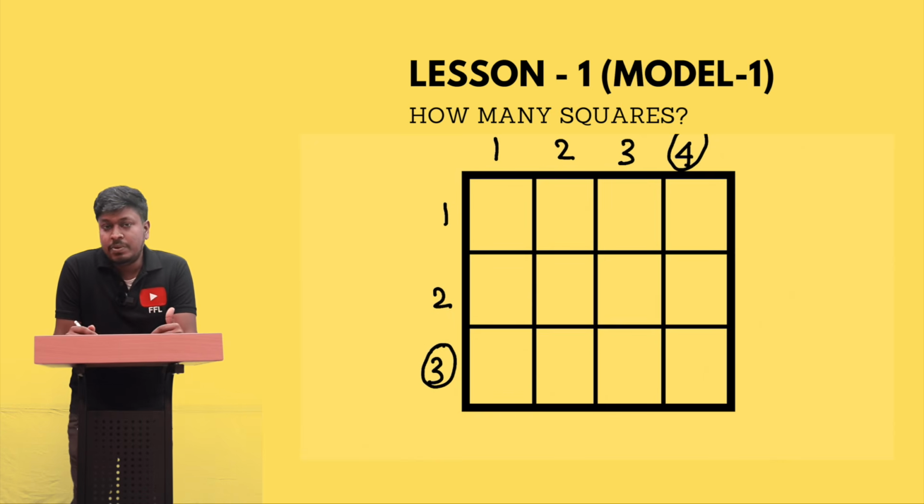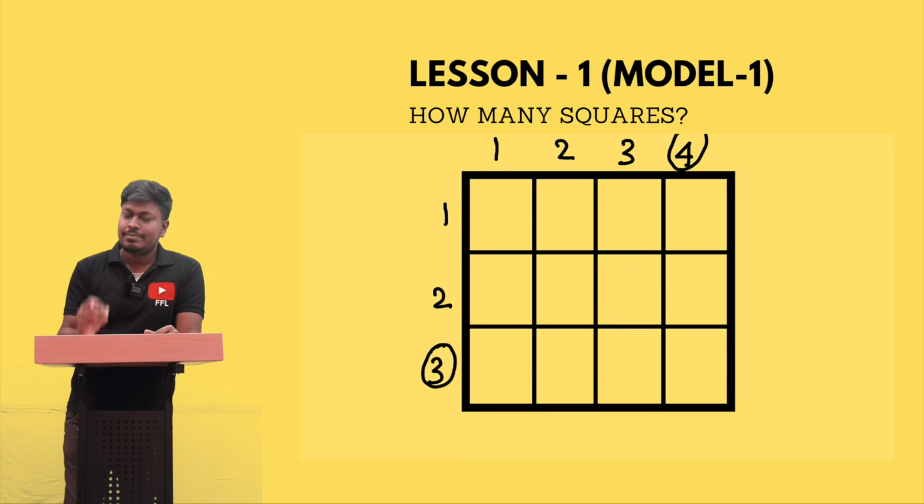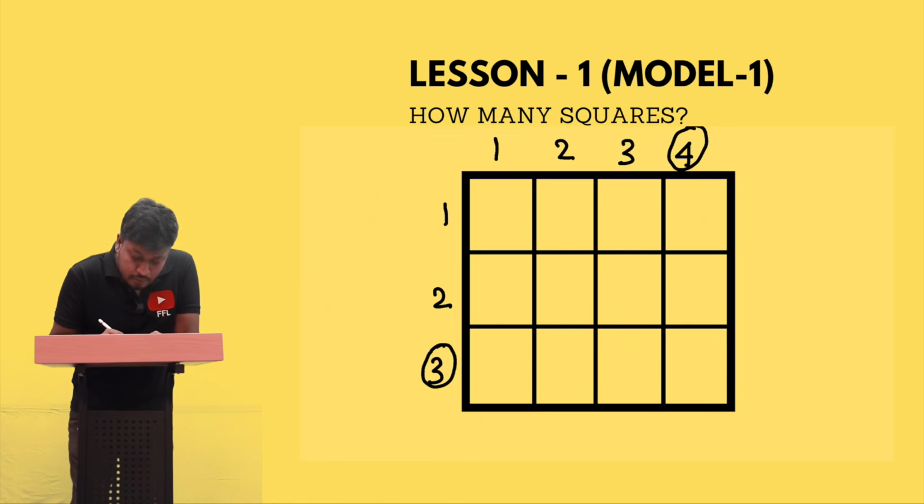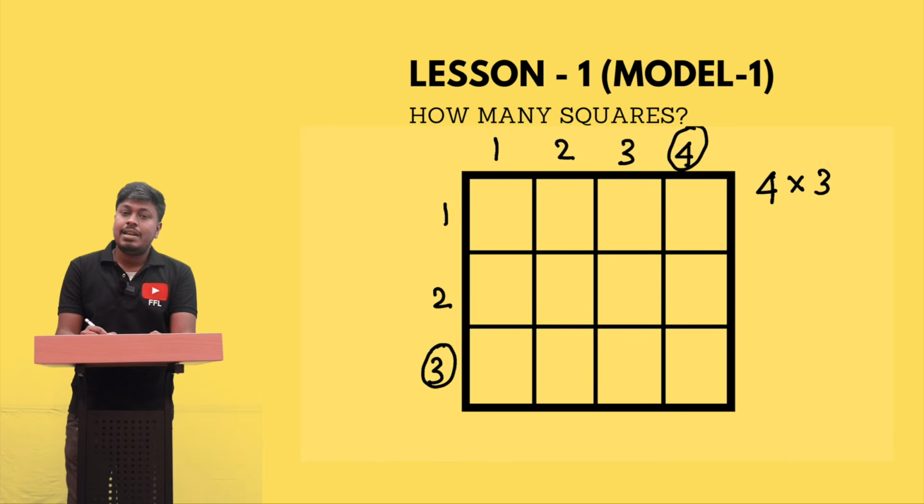So it is not type number 1. It is type number 2. So what you need to do is first multiply row and column. So 4 and 3. Write the number of rows and columns here. So 4 into 3. Got it? Initially I have written how many rows are there and how many columns are there.